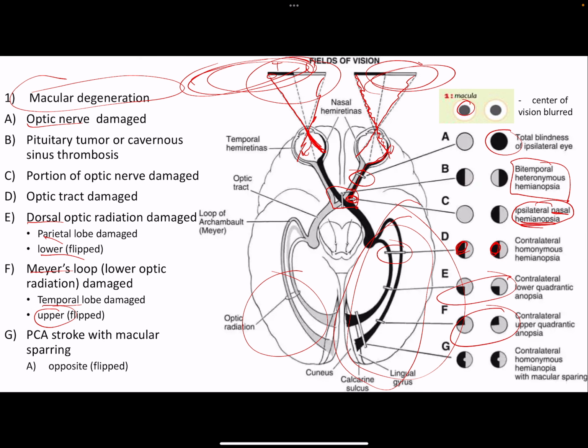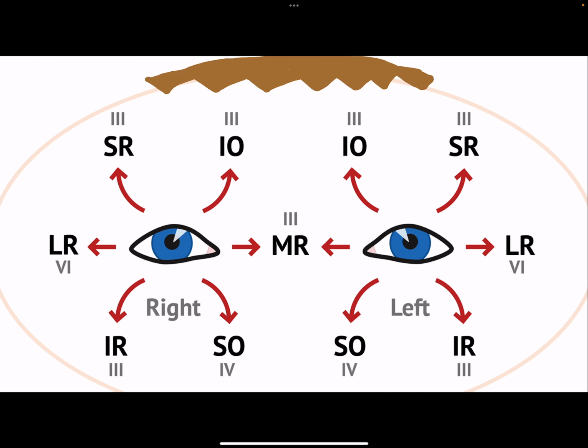So you would lose, if you have damage over here, again, the right side of the right occipital lobe is going to deal with the left side of the vision. So I'm going to lose all of my left vision, except for the center, because again, we have this macular sparing because of the dual blood supply. All right, we should know all of this.